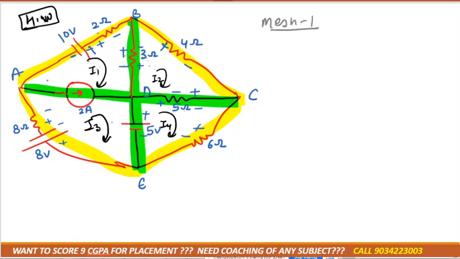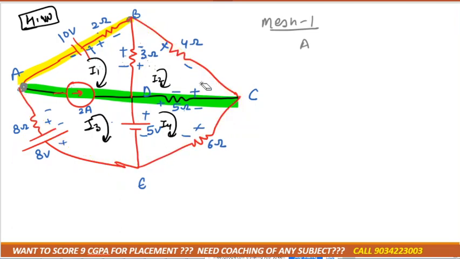Now we'll make the mesh 1 equation. Let's start from the corner. Always start from the corner. If you are standing at A position, then you have to move towards B, then B to D, right? But if we go through this path, there is a current source in between, correct? So we never move through the path where current source is present. Note this point down. We can choose the longer path, but we never move through the path where current source is present.